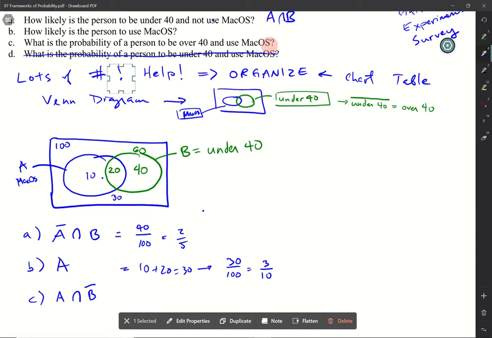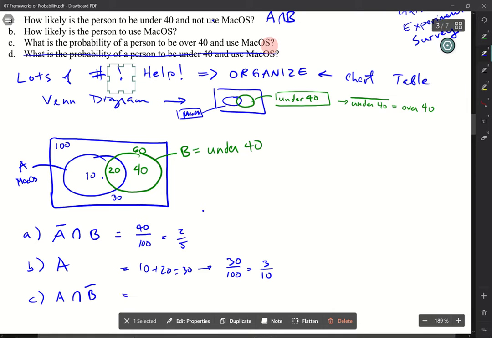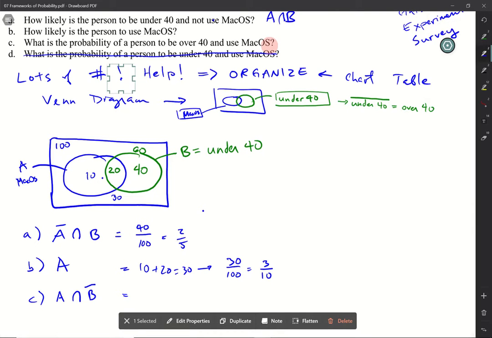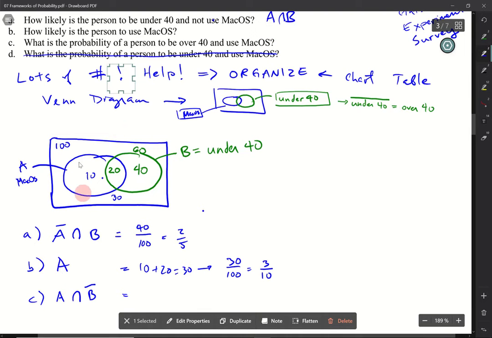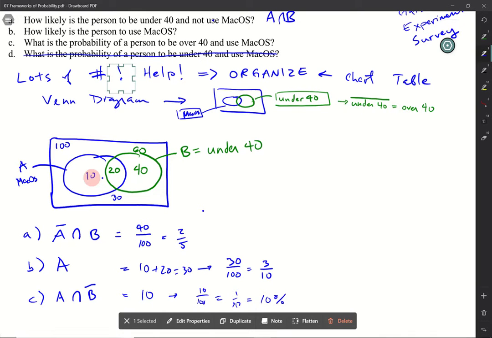So what's that? We want A, so it's got to be A, and not B. So that part of B is out, right? So we want 10. So that's 10 over 100, which is equal to 1/10, which is equal to 10%. Does that make sense? So what's another way to do this?